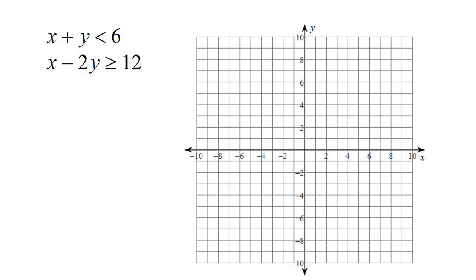So the first step we need to do is to rewrite these equations in the slope-intercept form. So I'm going to start with this top one. It's almost in slope-intercept form. We just need to take that x to the other side. There we go. That one's now in slope-intercept form.